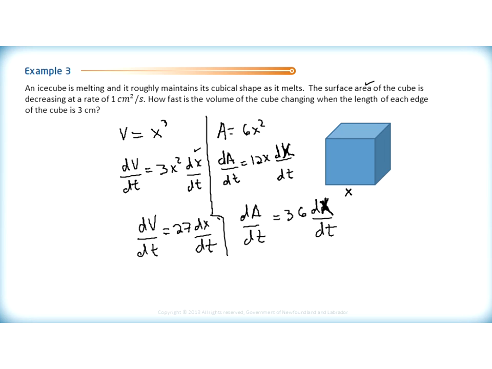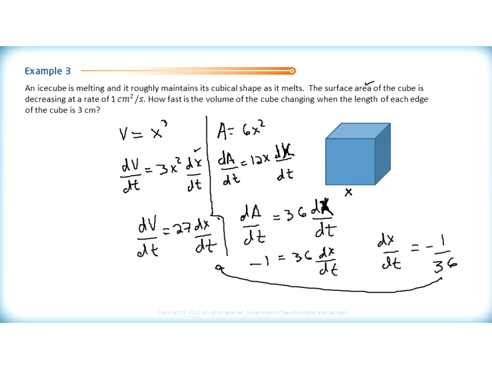All right, so we also know that the rate of change of area, dA over dt, is -1. So if I put that in here, so -1 equals 36 times dx over dt, then dx over dt should be equal to -1 over 36. Okay, so we've got that much, and once we know that, we can just fill it in over here, and we'll find our rate of change of volume.